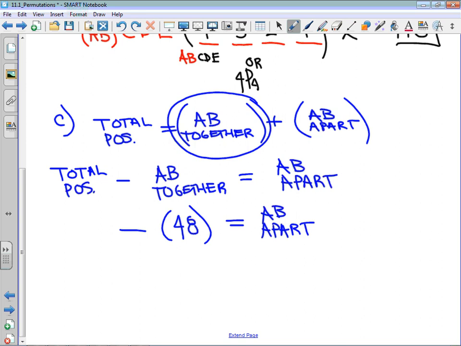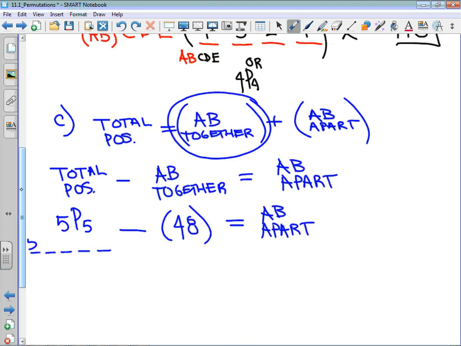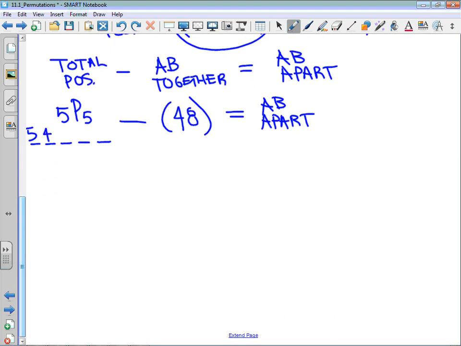What the total possibility really is, if I have 5 people and I arrange all 5 of them, then the total ways of arranging those objects, because the order matters, is 5 pick 5. If you think about the fundamental counting principle, we would have 1, 2, 3, 4, 5 spots. I have 5 choices, 4 choices, 3, then 2, then 1. 5 pick 5 and 5 times 4 times 3 times 2 times 1 are the same thing. They are equal to 120. So 120 minus 48, which is equal to 72, is the number of ways that A and B can be apart. That is a tricky question to work with.